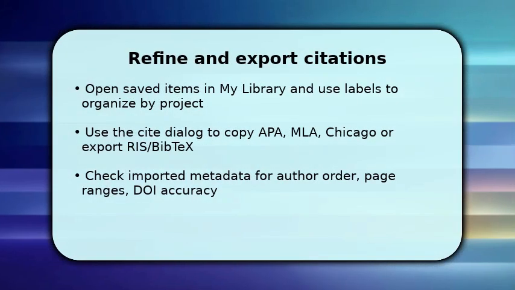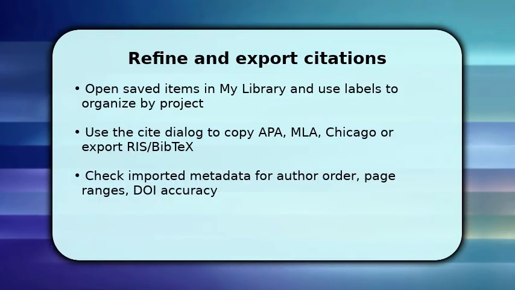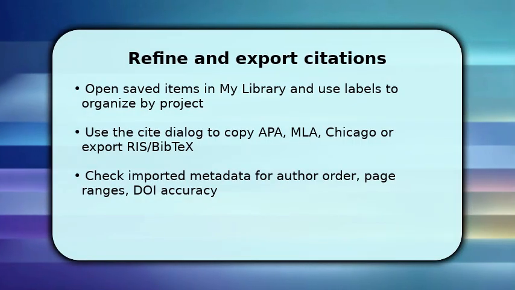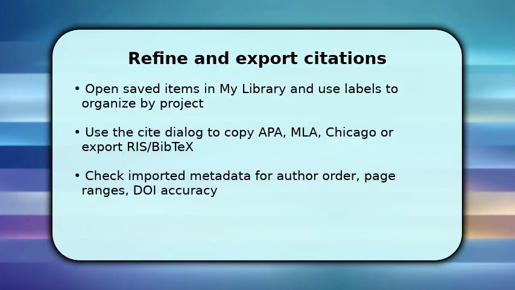Once items are in My Library, label and sort them by project so your export stays organized. Use the Cite button to copy quick APA, MLA, or Chicago text, or export RIS/BibTeX when importing into a citation manager. Make sure to inspect metadata like author order, page ranges, and DOI because automatic exports sometimes misformat names or miss a hyphen. If you plan collaborative work, export consistent formats for everyone to import into their reference managers.